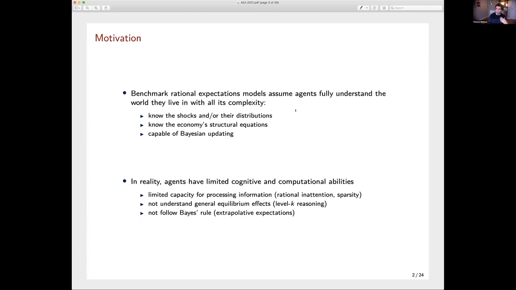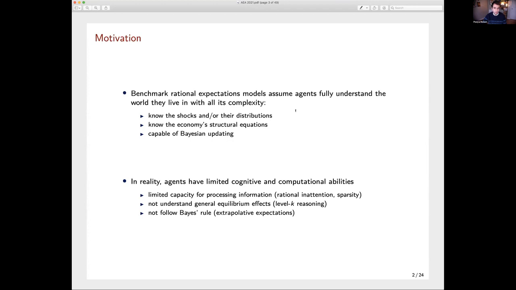Or it could be that the agents know the shocks perfectly, but they can't use the distribution of the shocks to construct the distribution of payoff relevant variables because they don't understand the general equilibrium effects. Or it could be that the agents can actually construct this probability distribution, but they do not follow Bayes' rule, either because of its complexity or due to psychological biases.